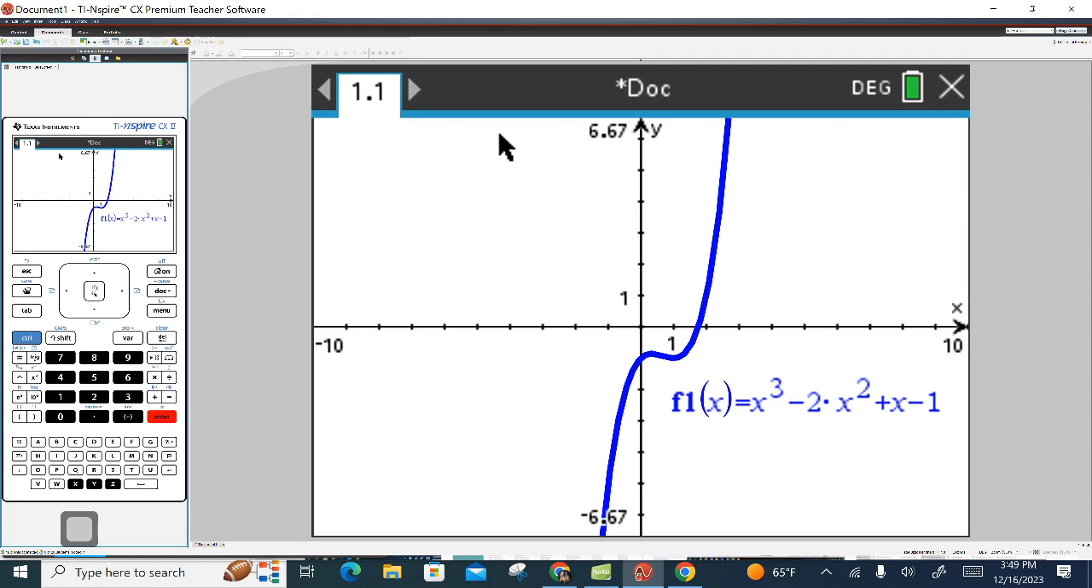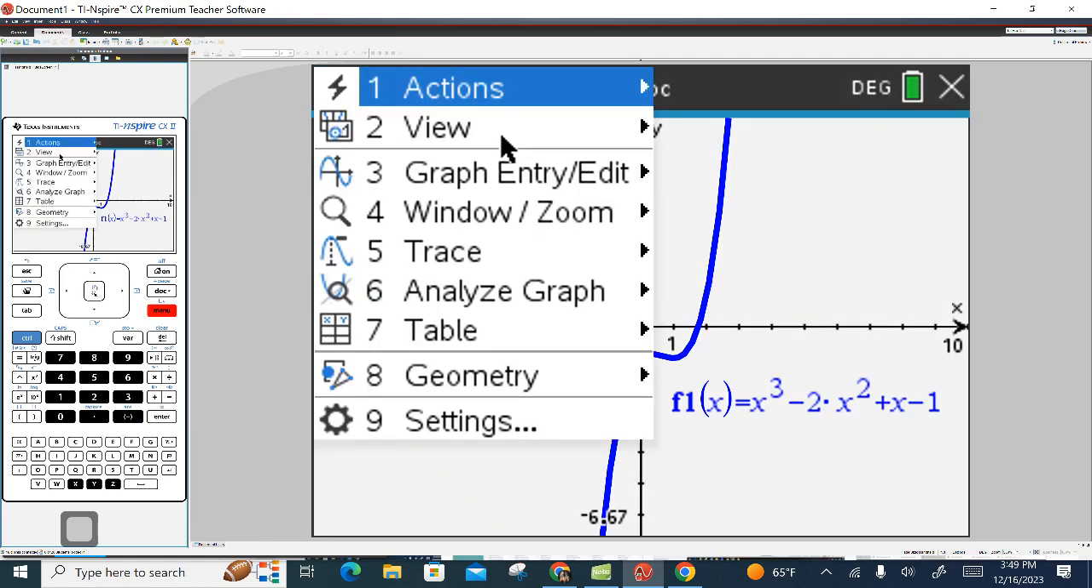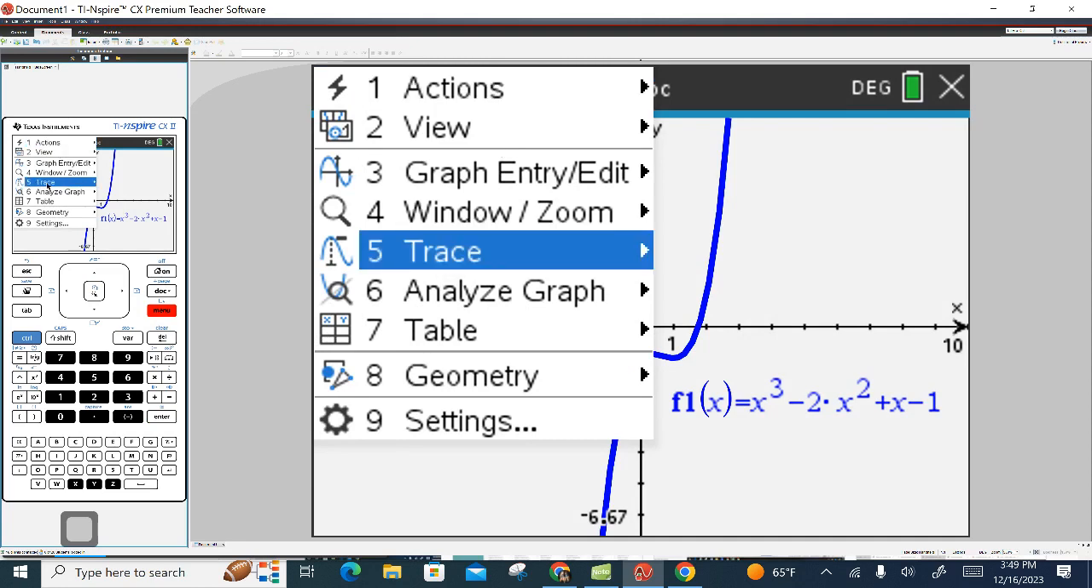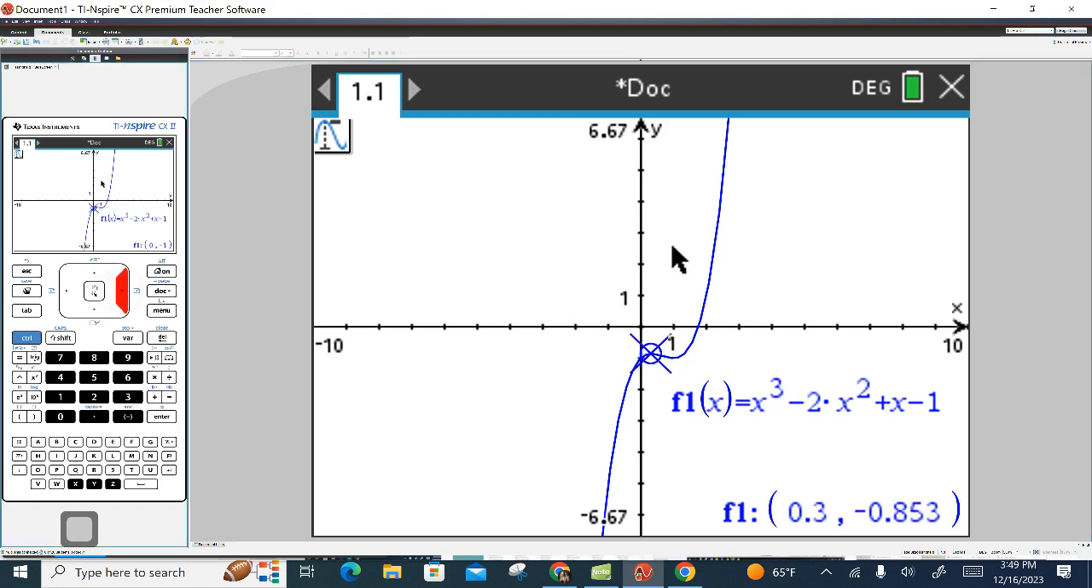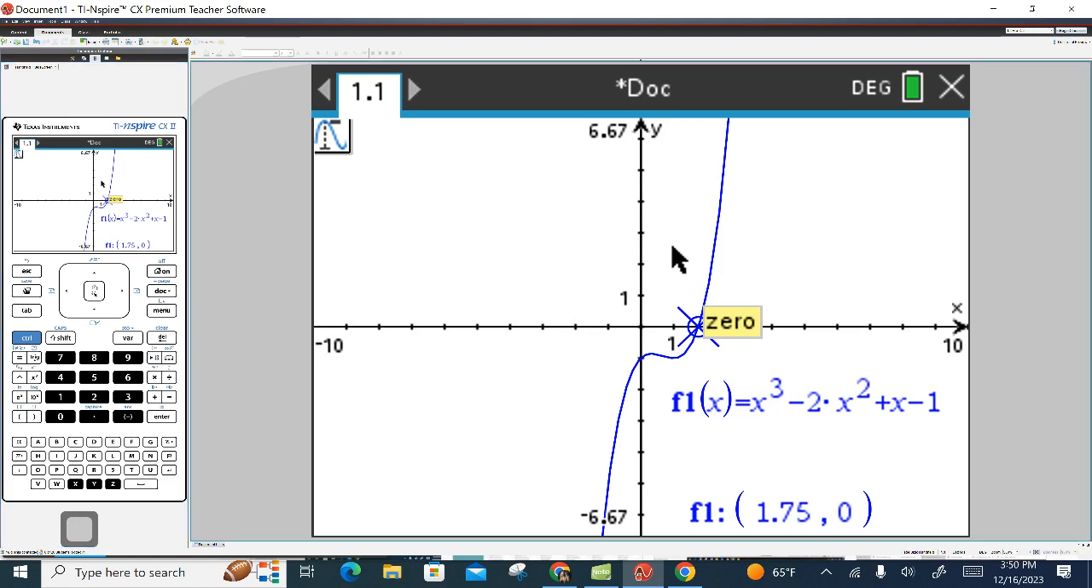So what I'm going to do is hit menu. I'm going to hit trace, and I'm going to hit graph trace. Now, once I do that, you're going to see your cursor pop up. Now, I'm looking for the x-intercepts only, right? What the cursor is on right now actually is the y-intercept. So you will move. It tells you there's your relative minimum, your relative maximum. Right there, it tells you that's a 0. If you look at the bottom of the screen, you'll see it says 1.75, comma 0.